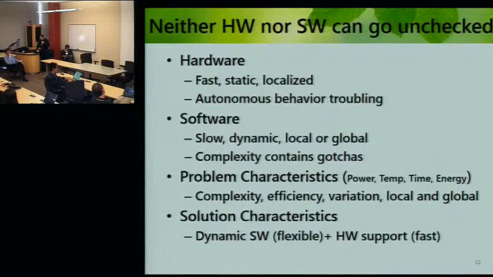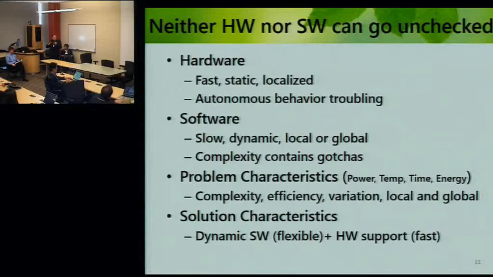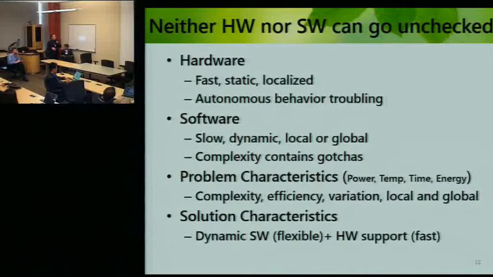So the hardware itself, hardware is good, right? It's fast. It can be static, so it can change dynamically, but it's also a bit more static than software. It's very localized. The autonomous behavior of hardware could be troubling, right? Software is a little slower relative to hardware. Some could argue it's better at being dynamic. It can consider things both locally and globally, which is a strength. But the complexity contains some gotchas that we don't understand fully. And a minor change can make a big difference.